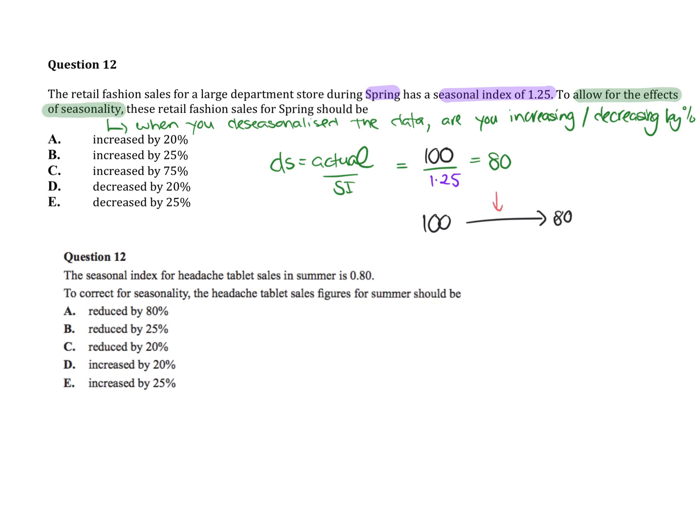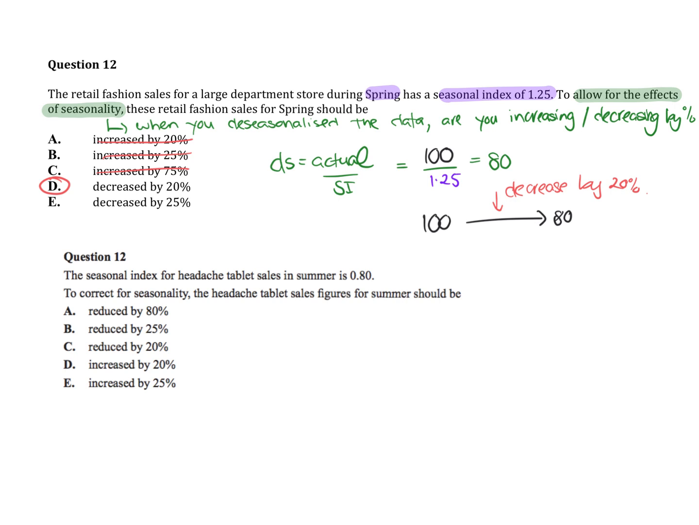We decrease by 20%. Okay, so it is that one. You can already know if your seasonal index is above average, you're going to be decreasing. So you could have got rid of these guys, and then you have to make sure that you decrease by.